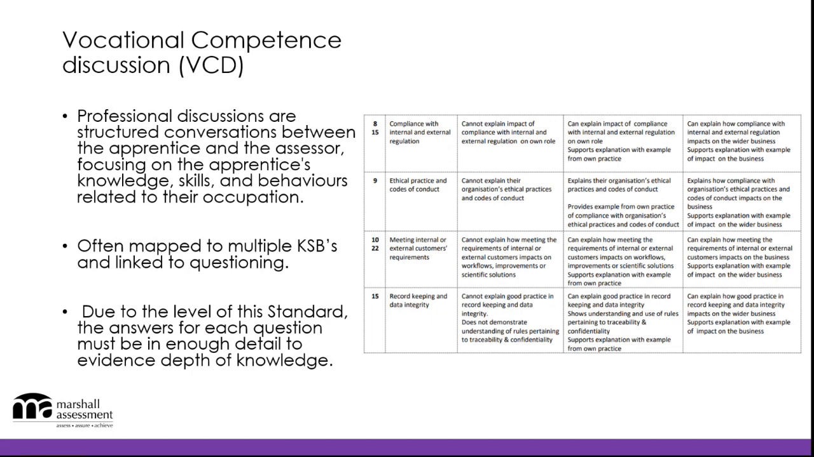Another hurdle, and there are only two in this, the other hurdle for the level 6 laboratory scientist is the vocational competence discussion, or VCD. Quite often in almost all of the scientific apprenticeships, the endpoint assessment has some kind of discussion with yourself and the endpoint assessor. So two people discussing how best to get evidence against assessment criteria.